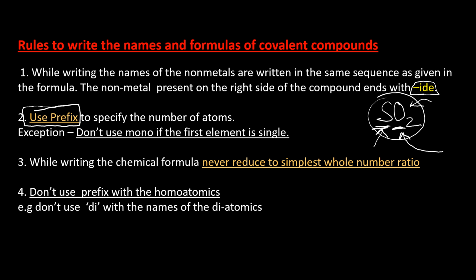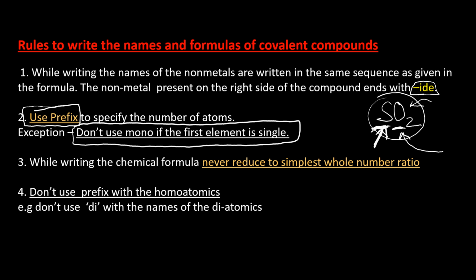But don't forget to read this rule as well. The first element, if it is single, we are not going to use mono with that. Mono is a prefix for a single atom, for one atom. So sulfur is single here, so I will not write mono sulfur. That's wrong. I'll just write sulfur. So if the first element is single, we don't need to specify that with the prefix. Keep that in mind. This is the exception here.